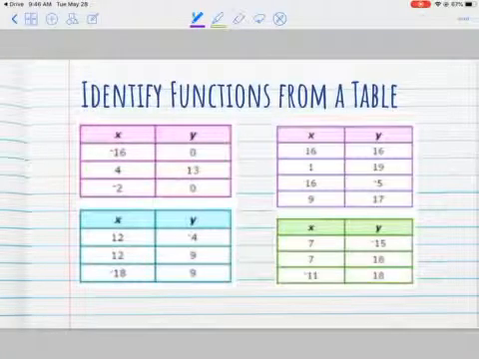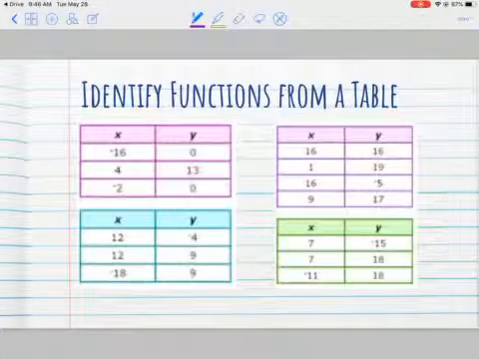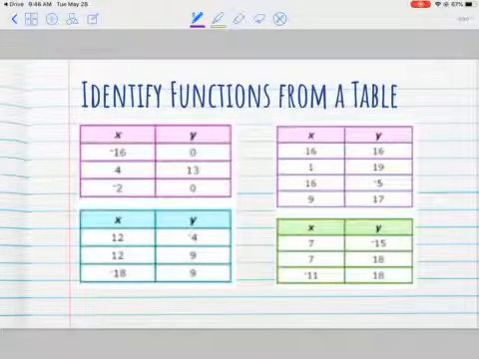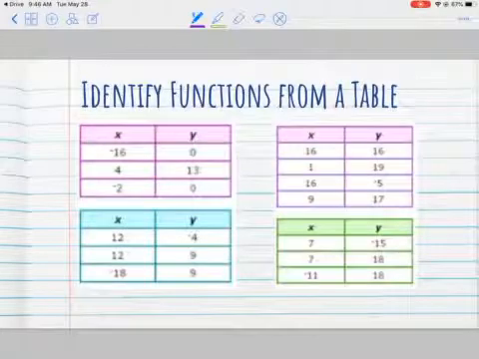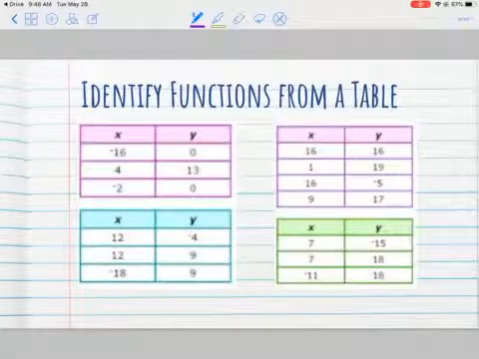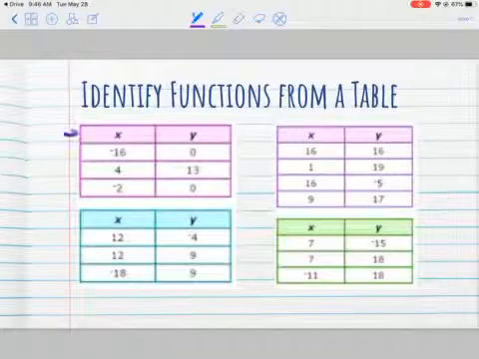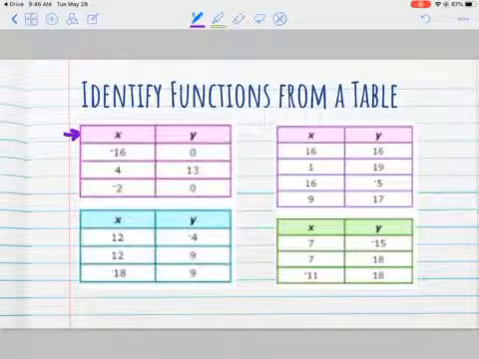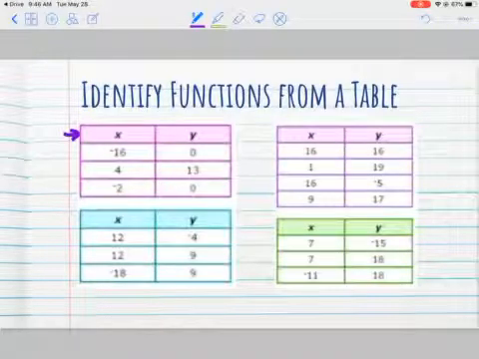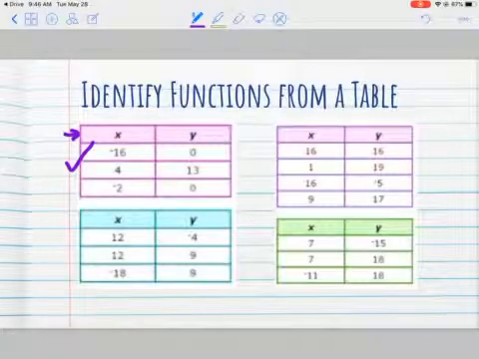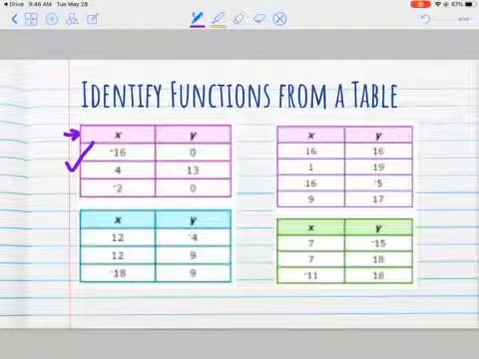Now, if we look at relations that are represented as tables, we're going to do the same thing, looking at the x values. We'll look in each table and decide whether it's a function or not. In this first table, the x values are -16, 4, and -2. There were no repeats, so this one is a function. There were repeats in the y, but that does not matter in the definition of a function.